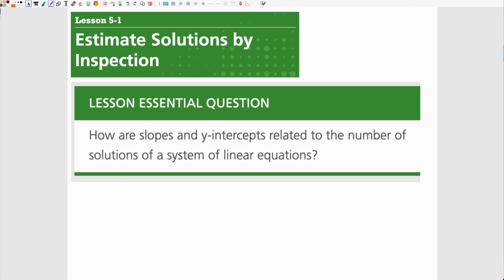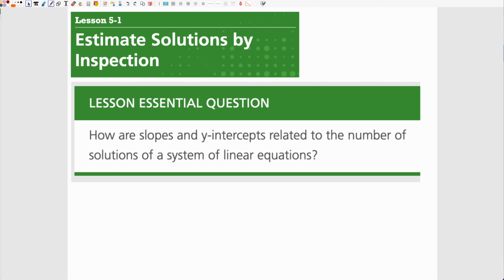So we're going to estimate solutions by inspection. What does it mean when you inspect something? You just look at it closely, right? So we're just going to look at the equations, maybe do a little manipulation of the equations so that we can look at them and tell what they're going to do. All right? So really not a lot of graphing today, but looking at the equations to kind of think about what the graphs would do.